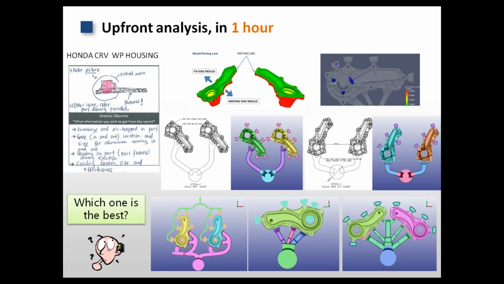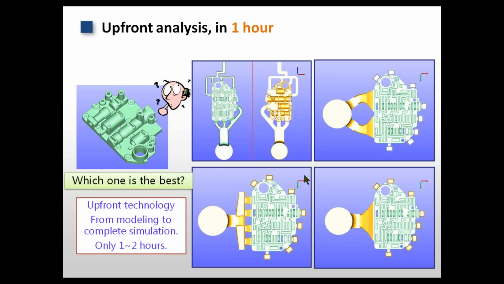So this is the first case. This is an analysis case from Honda. There were a lot of different gating system design plans. For example, we have maybe 1, 2, 3, 4, 5. You have 5 different plans, but you don't know which one is better. So you could use Geo-Designer CPI, which is the simulation module's name, to make an analysis of that. So let's take a look.